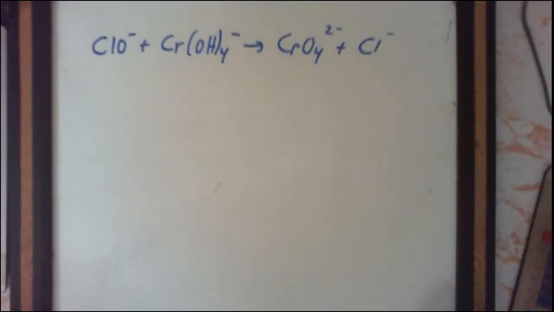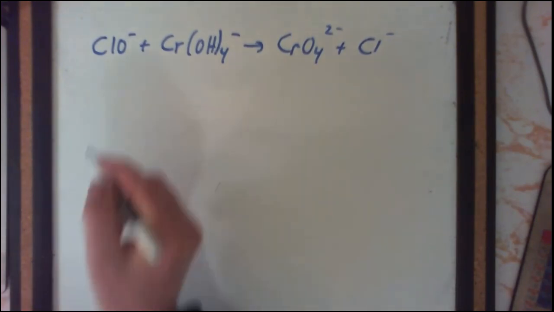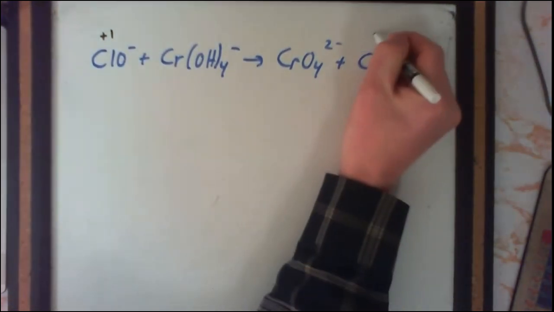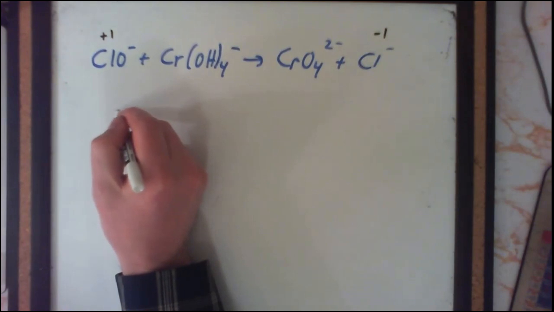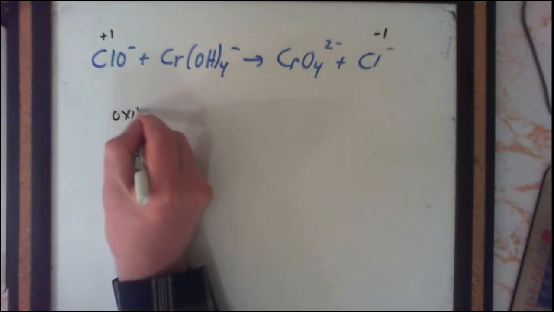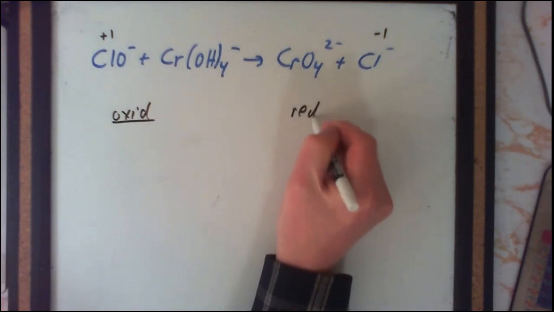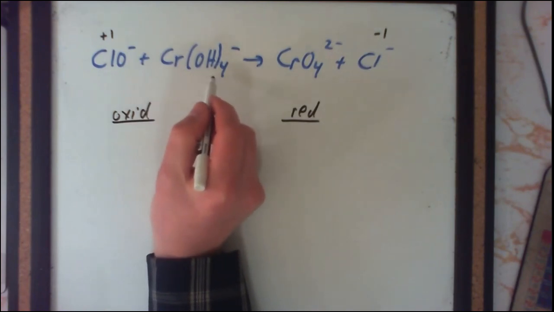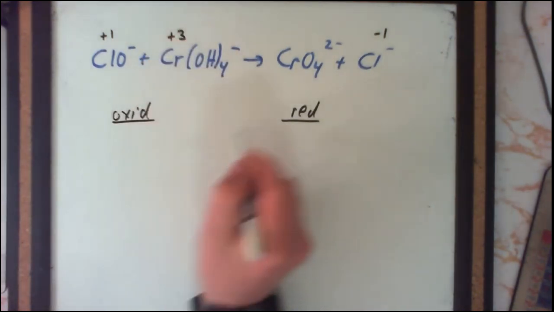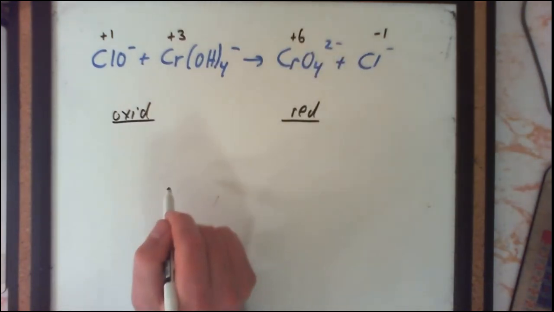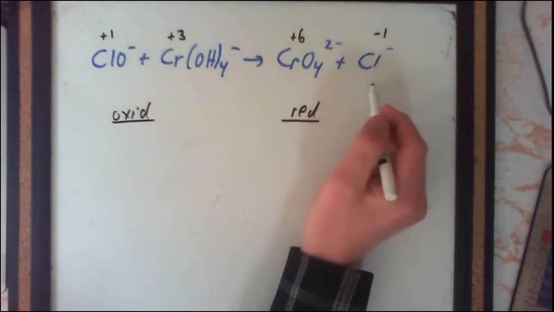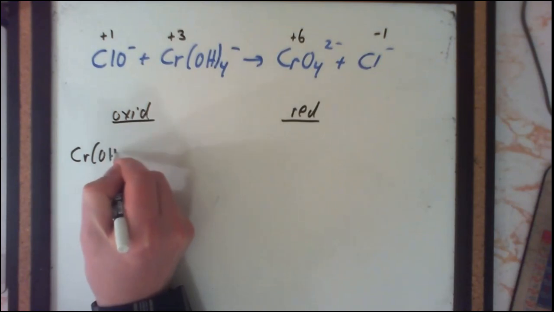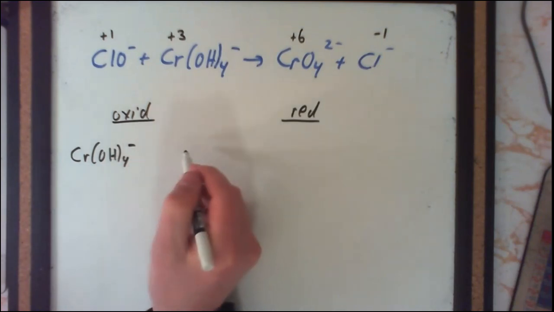As before, we want to first identify what is being oxidized and what's being reduced. So ClO minus, as we saw in the previous example, chlorine's +1, chloride is -1. So we have our two half reactions, our oxidation half reaction and our reduction half reaction. And then chromium is going from a +3 oxidation number to a +6 oxidation number. So chromium is being oxidized, chlorine is being reduced. So we write that in two half reactions. Chromium is being oxidized. Be careful with our charges and our subscripts and everything else.